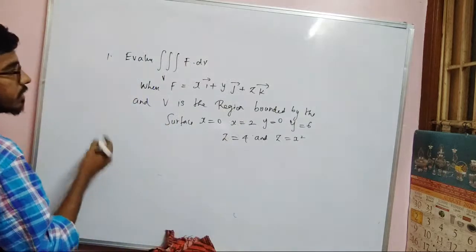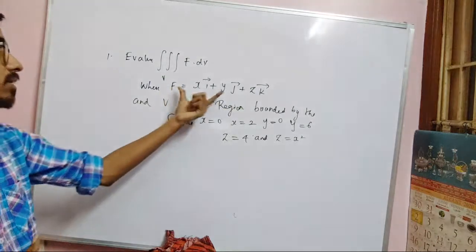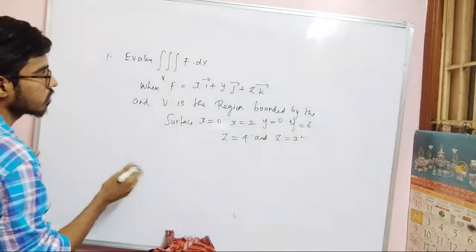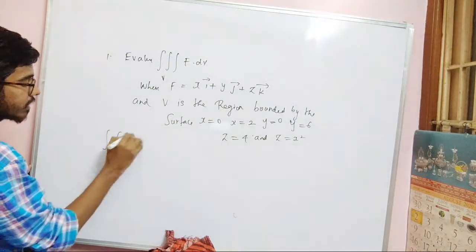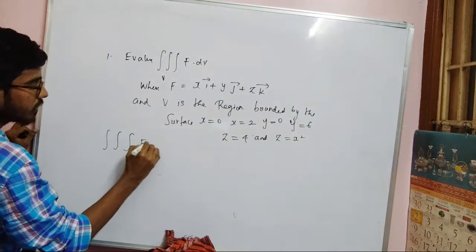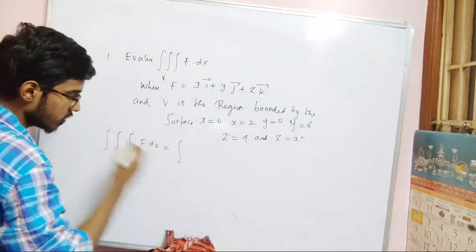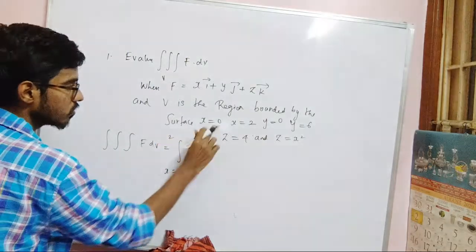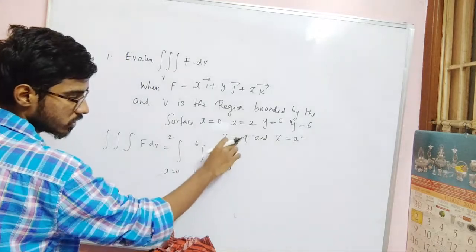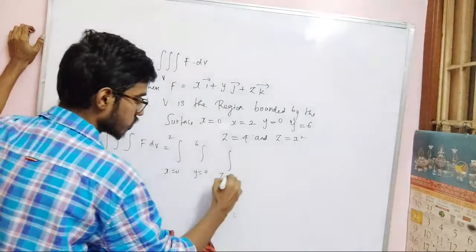This is a long process, right? Because this integral involves x, y, z, it will consume more time. You can easily calculate the limits, as they have already been given. Let us say this is f dot dv, with x equal to 0 to 2, y equal to 0 to 6, and z equal to x square to 4.